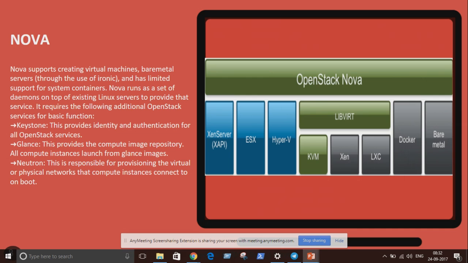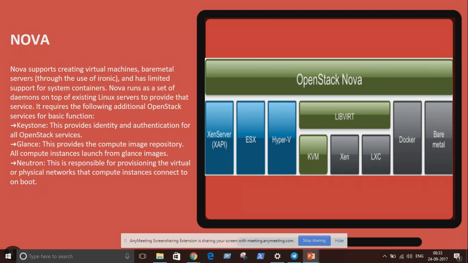Nova is a service under which you will create the virtual machines using bare metal servers. It is a compute platform. All your compute platform will come into Nova. Whatever your Xen servers are, if you have an ESX server, if you have a Hyper-V, or whatever your management tools for the servers in your infrastructure are, all will go into the single service called Nova. So I have provided some text here.